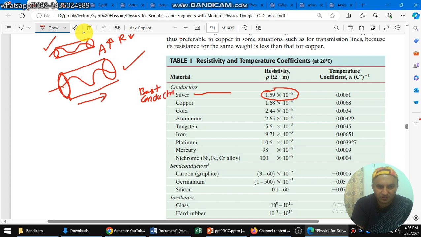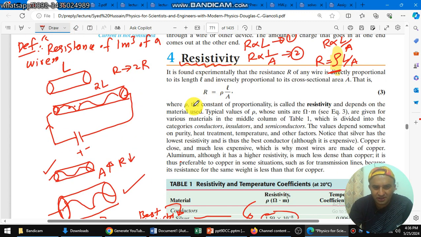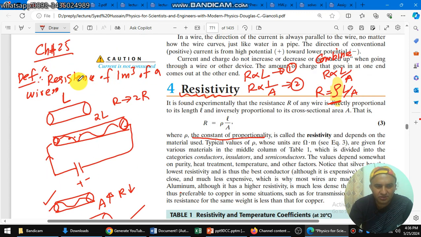Silver is the best conductor. Why? Because its resistivity, meaning the constant value, is very, very small. I again repeat, resistivity is the constant of proportionality, represented by rho, and that is the resistance of 1 meter cube of the wire.